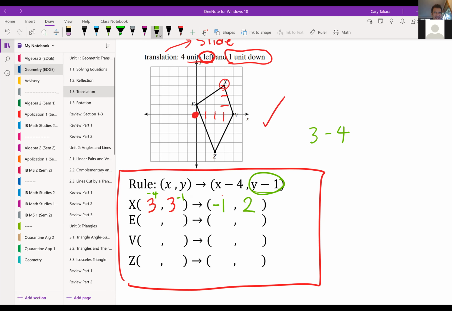Does that make sense? So let's do the rest. This is basically, that's it. This is the translation, okay? But let's finish this up. What's the coordinate for E, the vertex E?